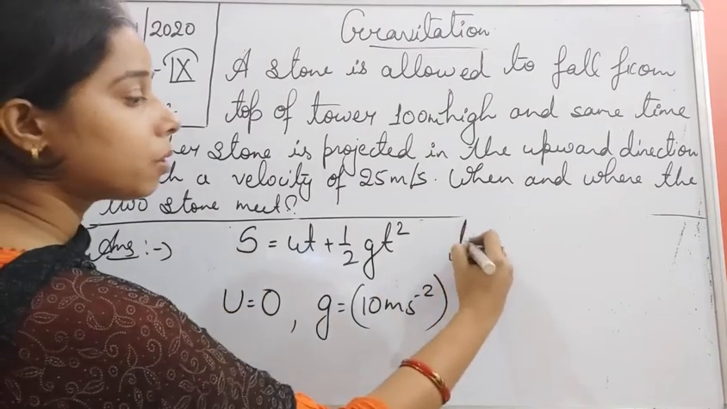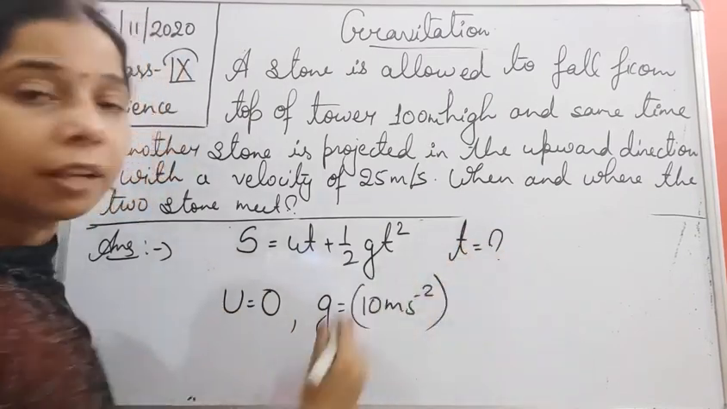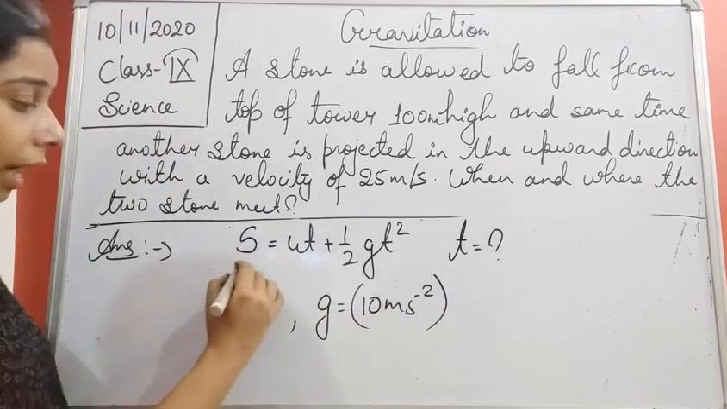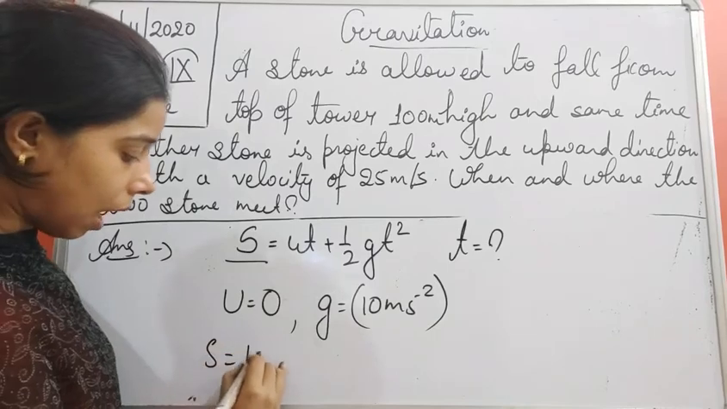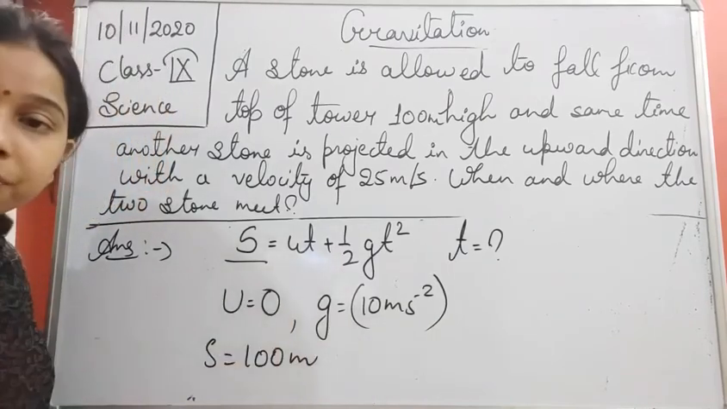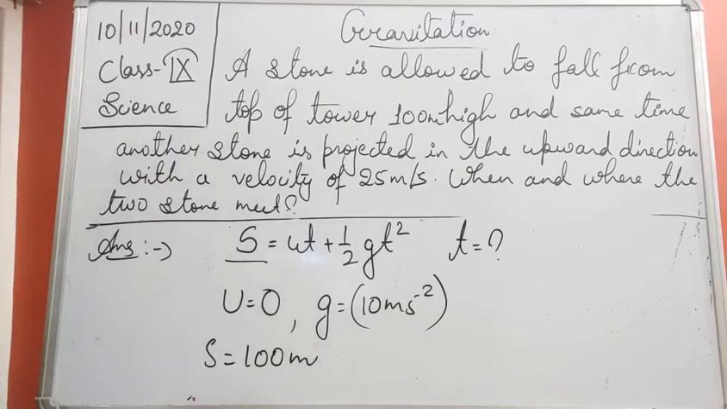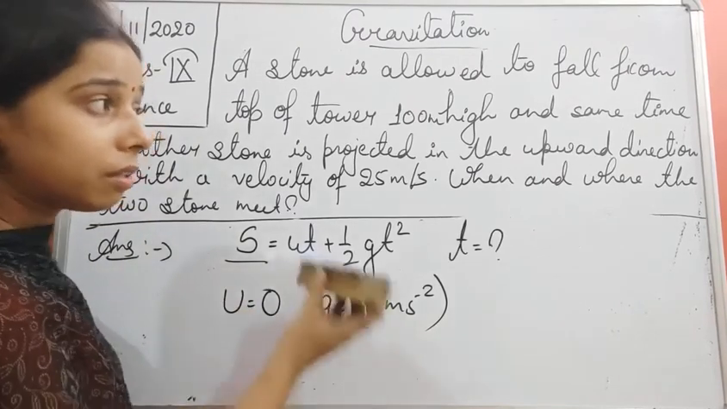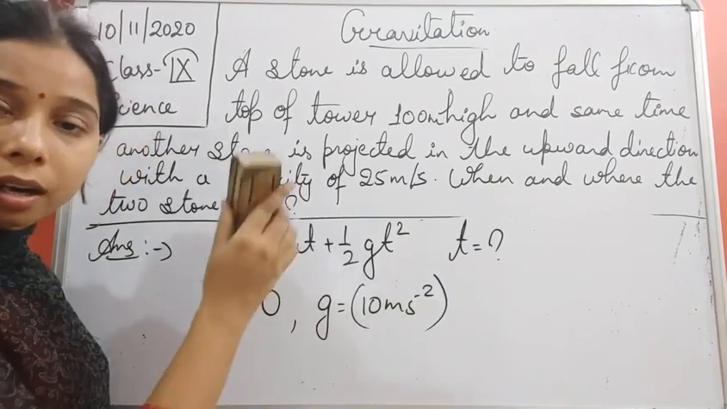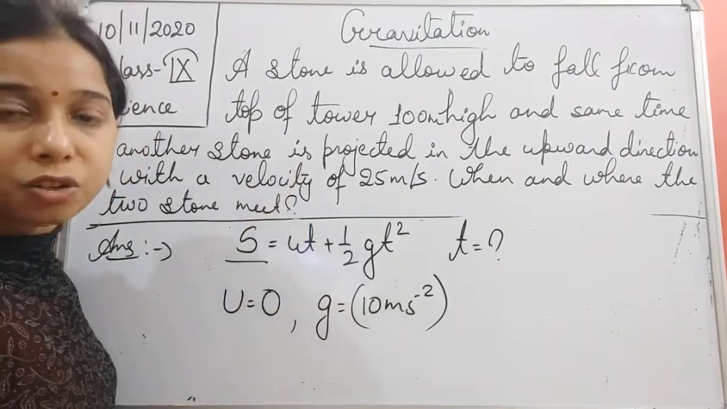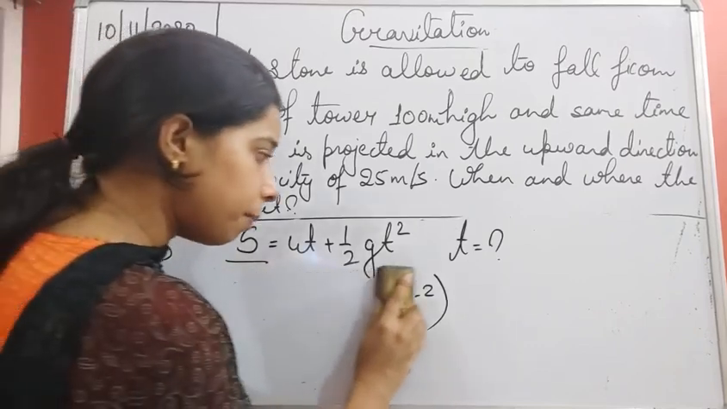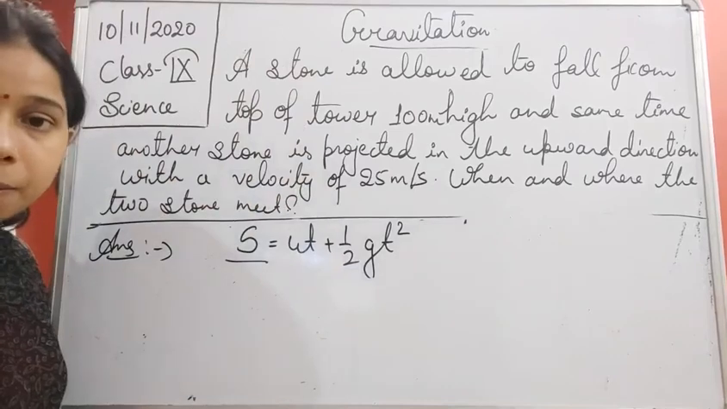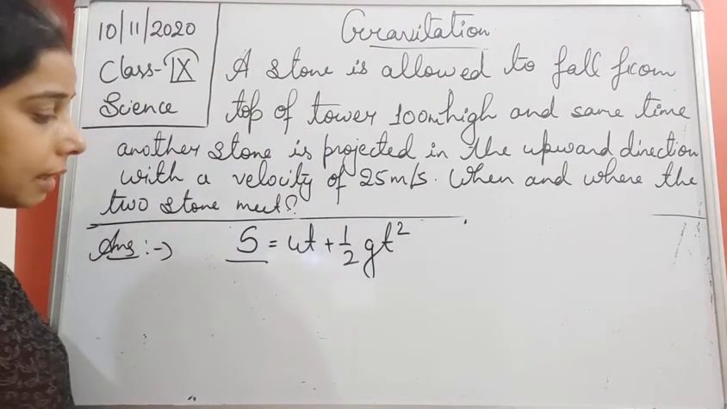Okay. Time, students, we have to find the time. So time we do not know. And S is equal to 100 meter. But we are not going to put the value of S, because here we are taking the distance traveled by the object when it is thrown in the vertically downward direction as S. So we are going to simply put the other values and try to find the value of T here.